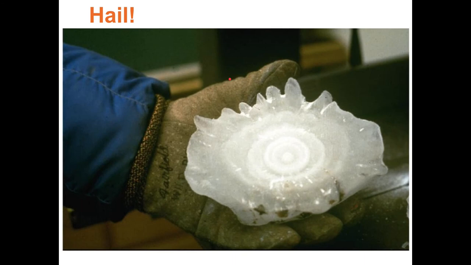This is a picture of what at the time was the largest hailstone ever recorded. It weighed 1.75 pounds, almost a 2-pound hailstone, and had a circumference of about 18 inches. It was sawed in half so that you could see the rings, and each of these rings represents a trip up and down through those updrafts.